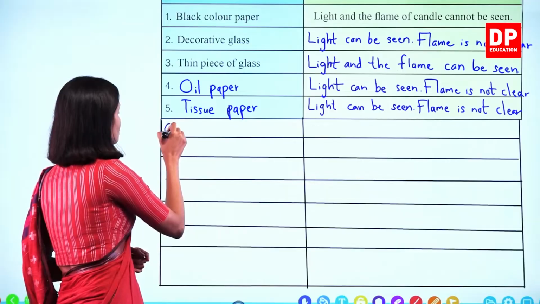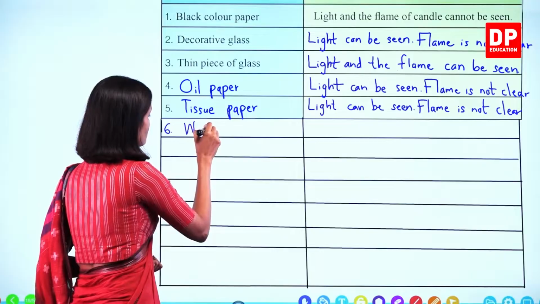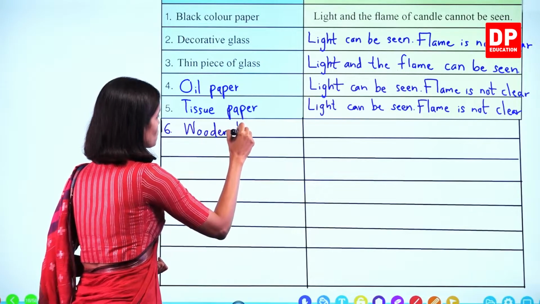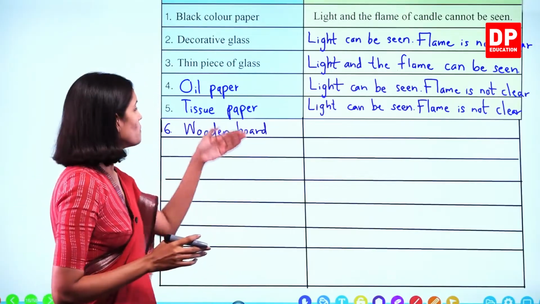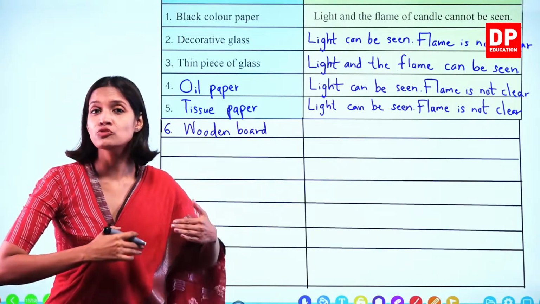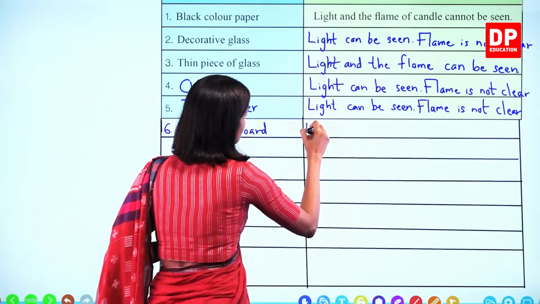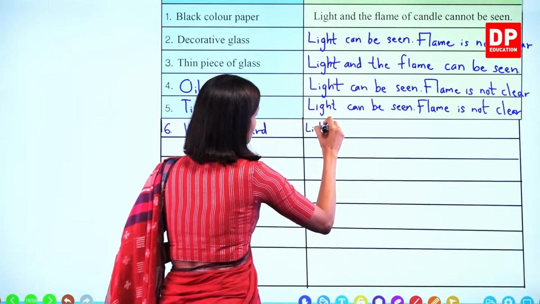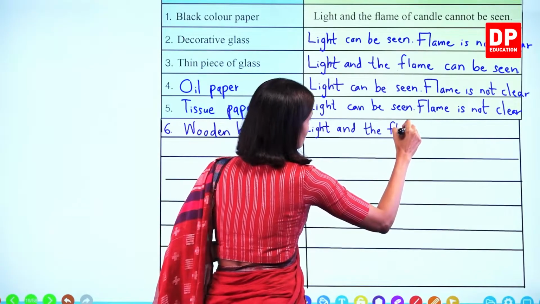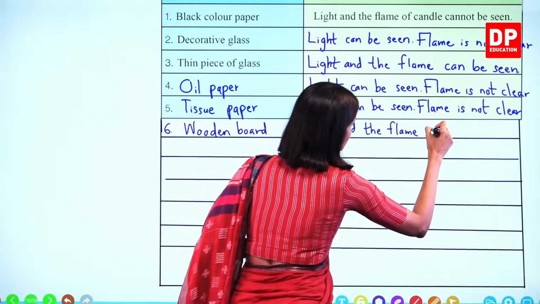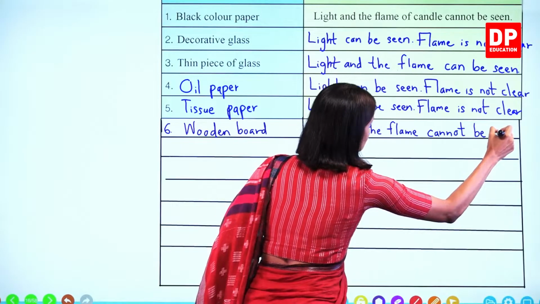It is number 6. What are we going to write? We will write the wooden sheet, wooden board. Now what happened? When you placed the wooden board, it was very clear. You could not see anything. Okay? Light and the flame cannot be seen.